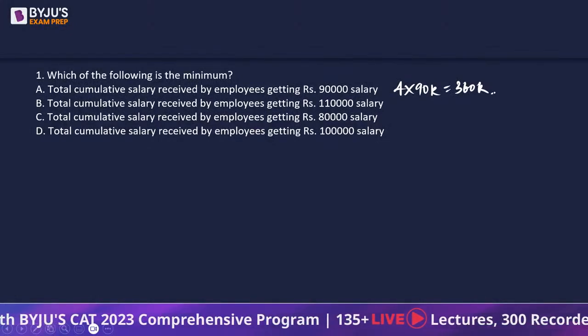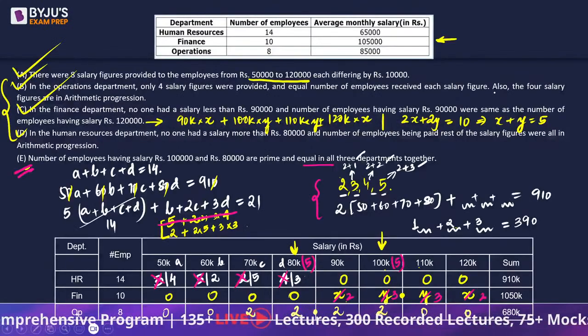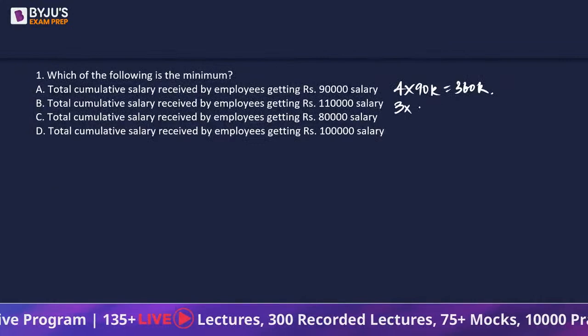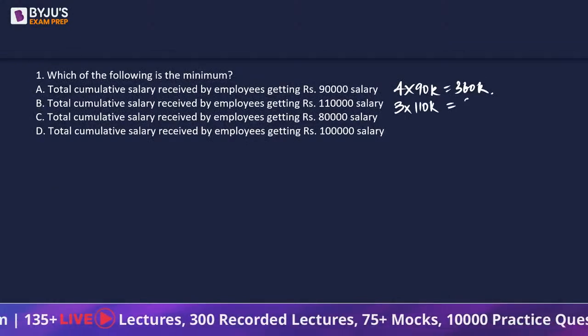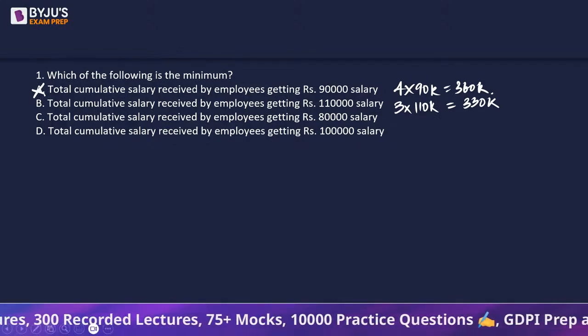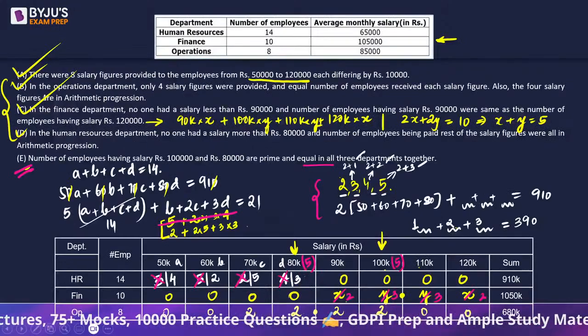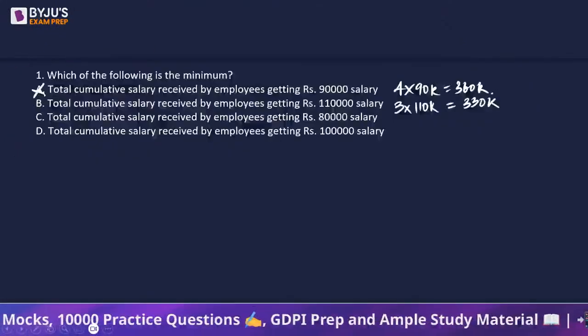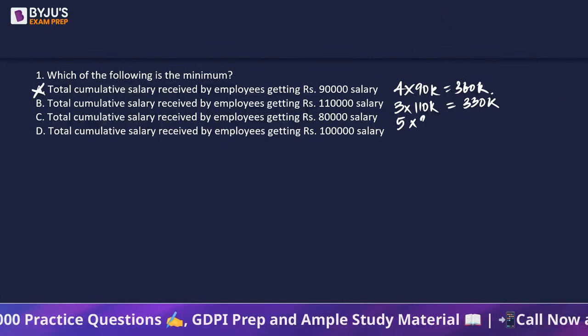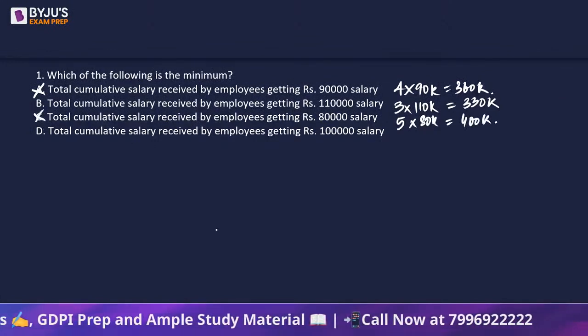B option says cumulative salary received by employees getting 110. If we look at 110, there are 3 employees and each getting 110. So this is going to be 330. So A तो minimum नहीं है. C option says cumulative salary received by employees getting rupees 80,000. So for 80,000, we have 5 employees. So if 5 employees get 80,000, they get 400,000. So C भी नहीं होगा.